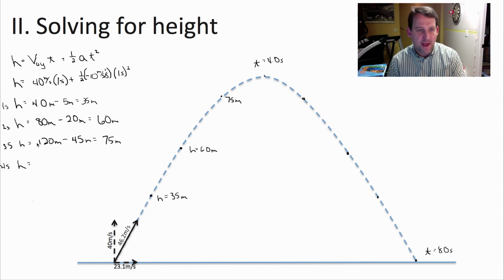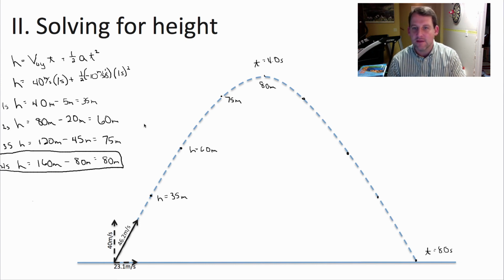At 4 seconds, the height is going to be, of course, 160 meters without acceleration, minus the 80 meters that gravity affects it, and that's going to be an 80 meter height. And that's our maximum time. So if we just wanted to find our maximum height, we would have just done this one equation right here. And we would have just plugged in 4 seconds, because that's where our maximum height is.